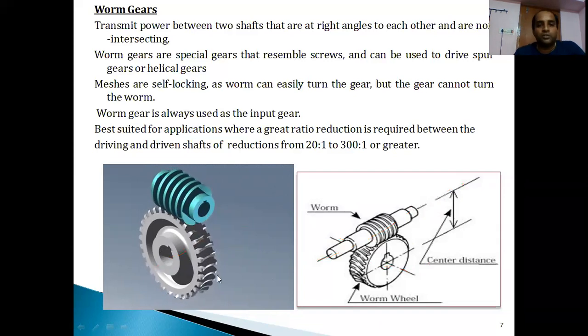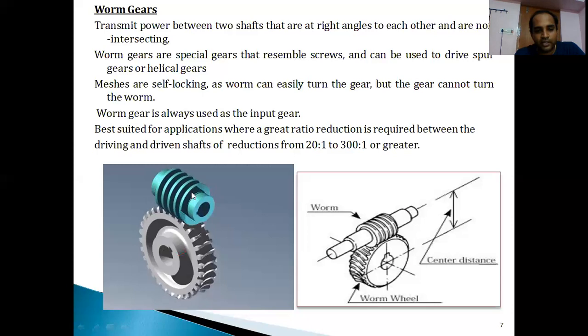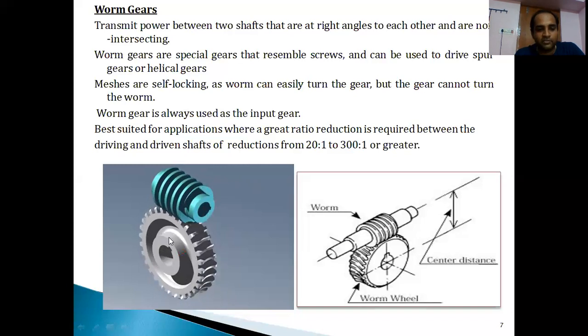Now, if you observe the meshing part in this mechanism, the meshing is a very important self-locking mechanism. This is the wheel, and this is the worm. The meshing is self-locking because the power is transmitted from the worm to the worm wheel. Once this worm rotates, only then is its power transmitted to the worm wheel.